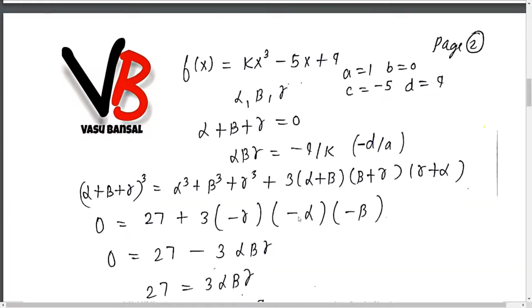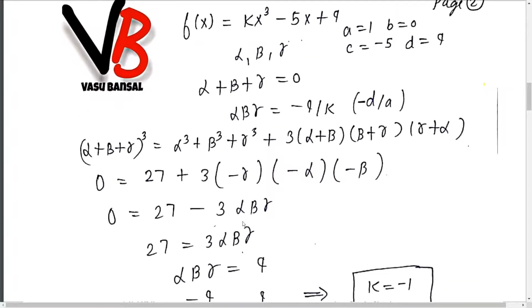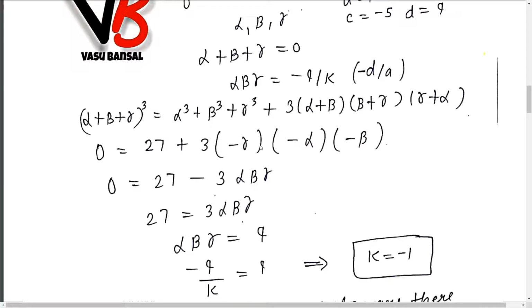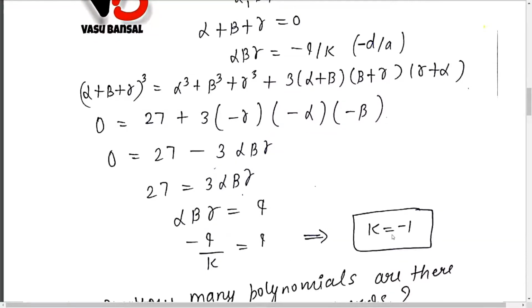Now 3 times minus will be minus only. It will become 3 into alpha beta gamma. So 27 is equal to 3 into alpha beta gamma. Alpha beta gamma becomes 27 by 3, which is 9. And the value of alpha beta gamma is minus 9 by k. So minus 9 by k is equal to 9. So k will be equal to minus 1.